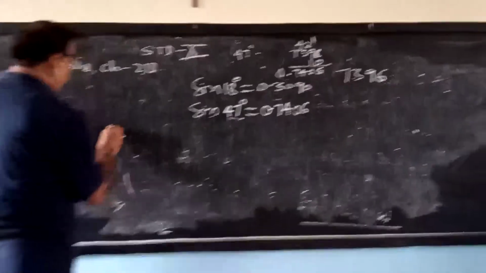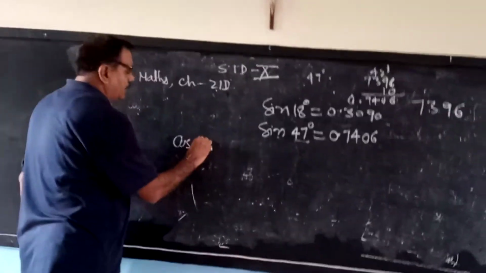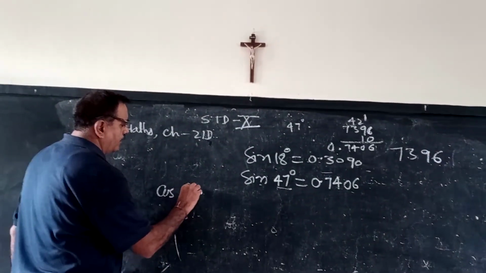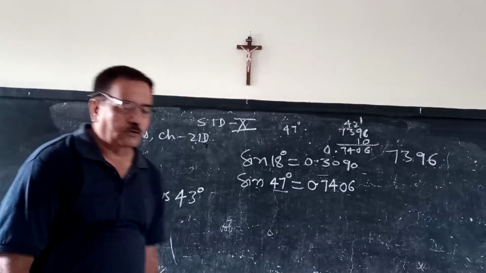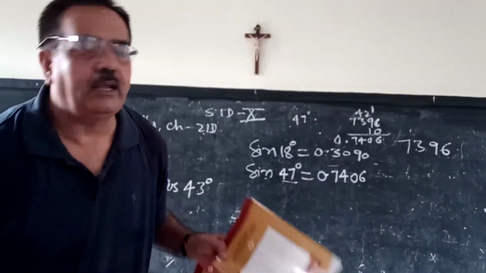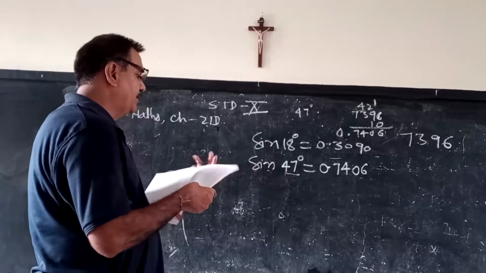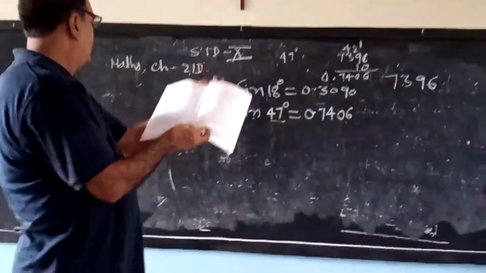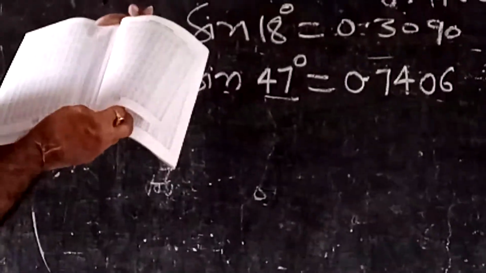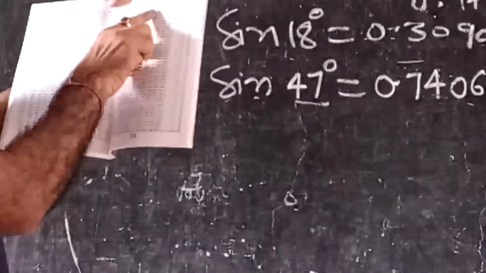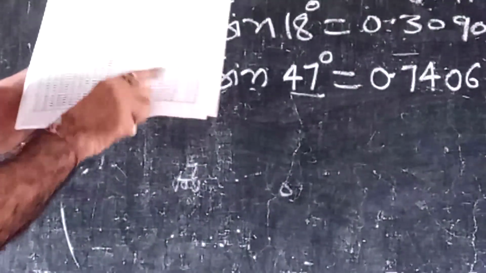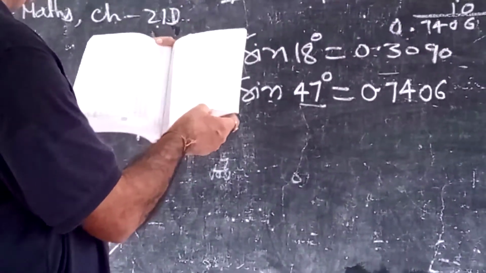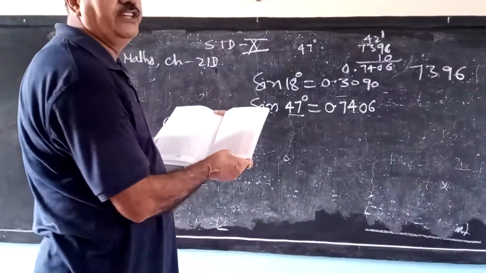Suppose you have to find cos 43 degree. So for cos 43 degree, we will see the natural cosine. In the natural cosine, 42 is here, 43 is here, and the mean difference column is there. So we will see 42. For 43 degree, 42 minutes, what value is given? 7230.